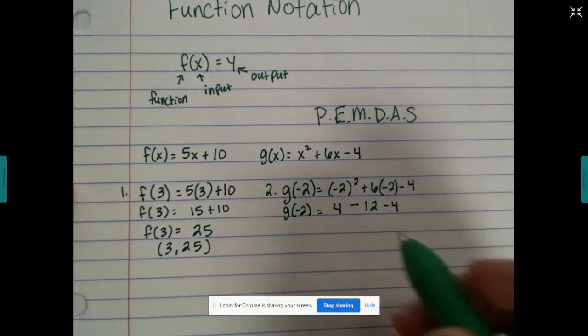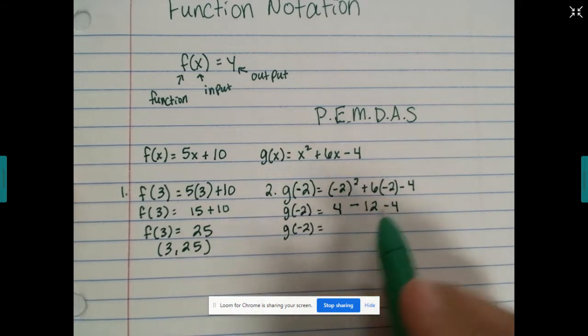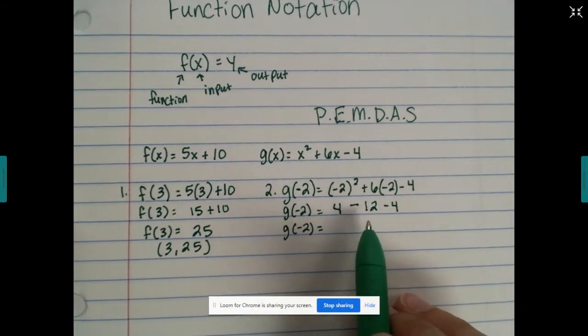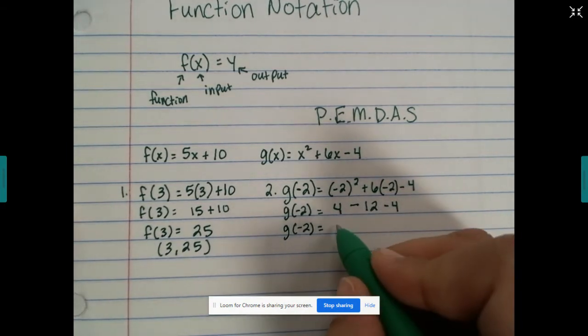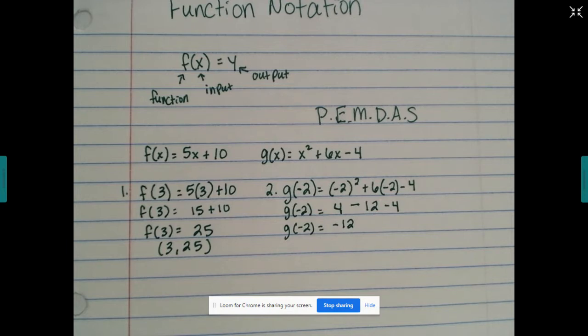And then we can just subtract from left to right. So 4 minus 12 is -8. Minus 4 is -12. And then again, that's our coordinate. So when we plugged our x value in, -2, our y value was -12.